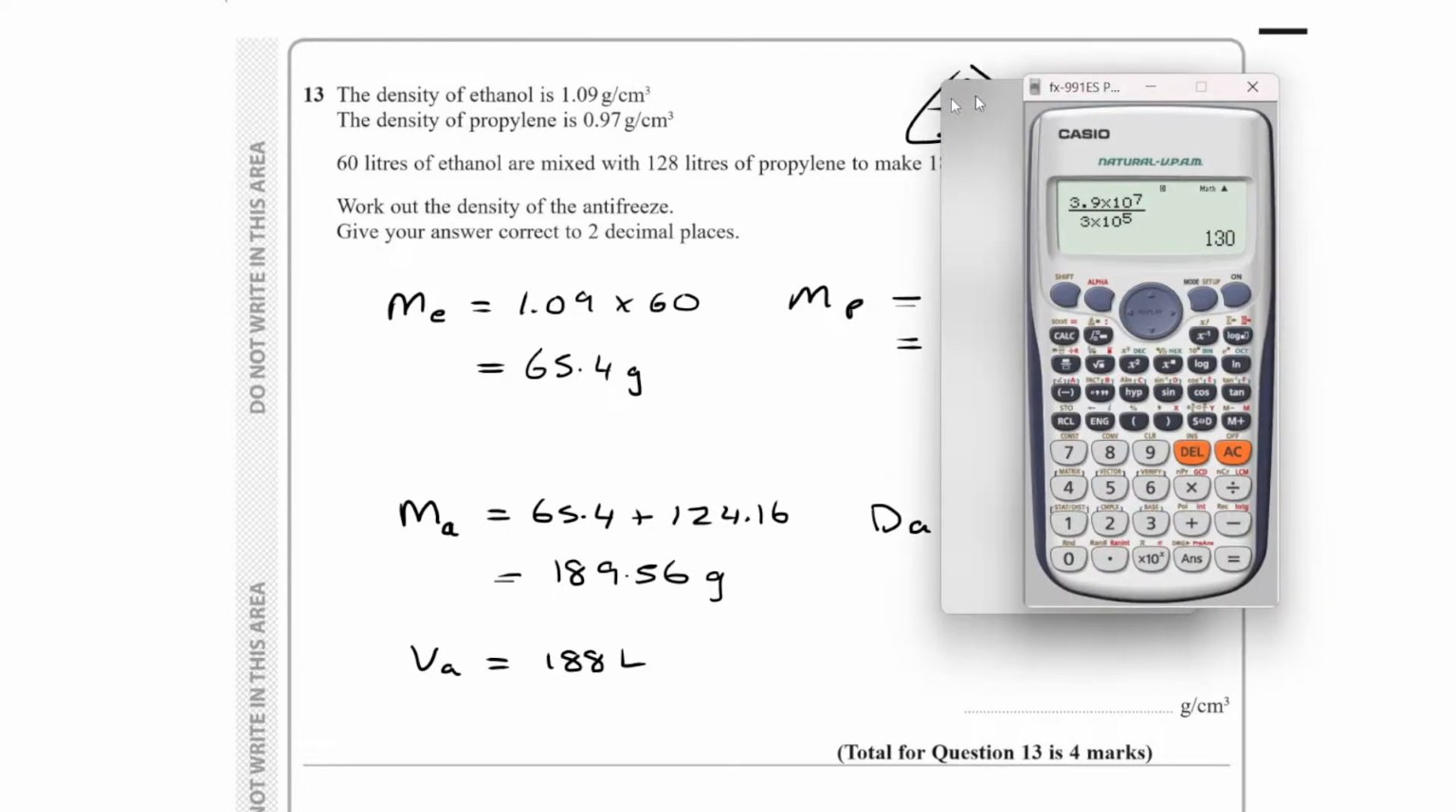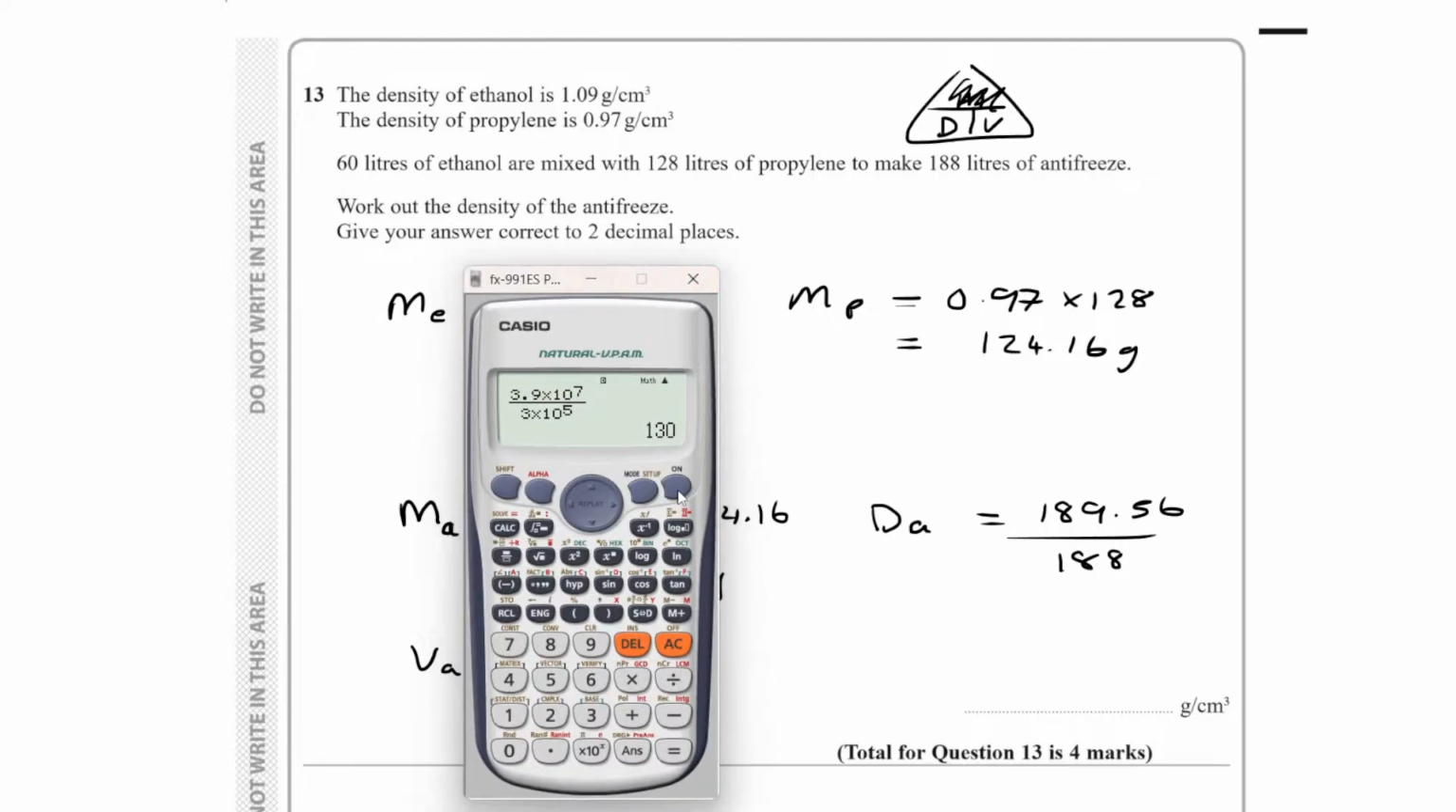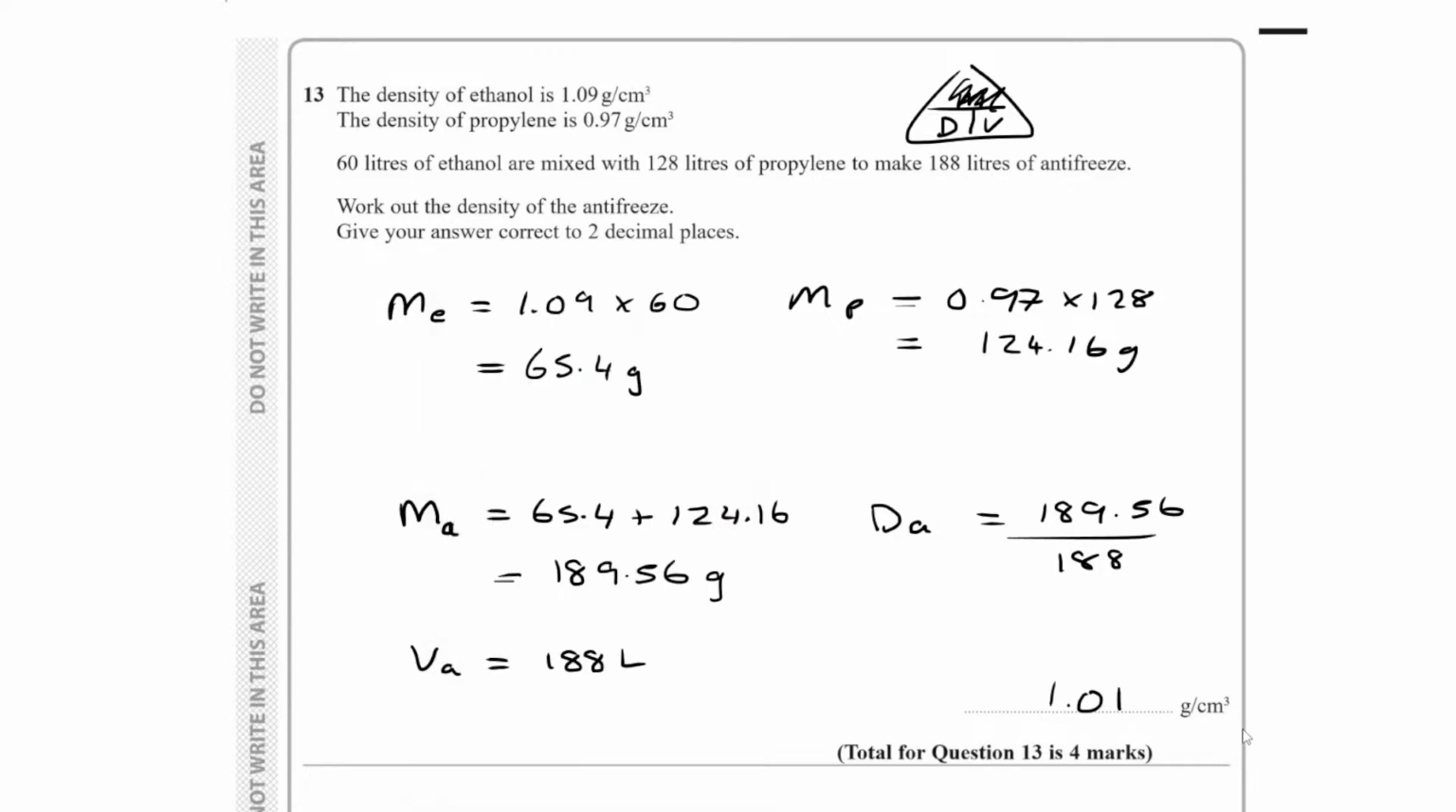I'll type that in so you can see. We obviously need to round it as well. So they've said 2 decimal places, so I would round that to 1.01 because obviously the 8 makes it round up, doesn't it? 1.01 is how I would round that.